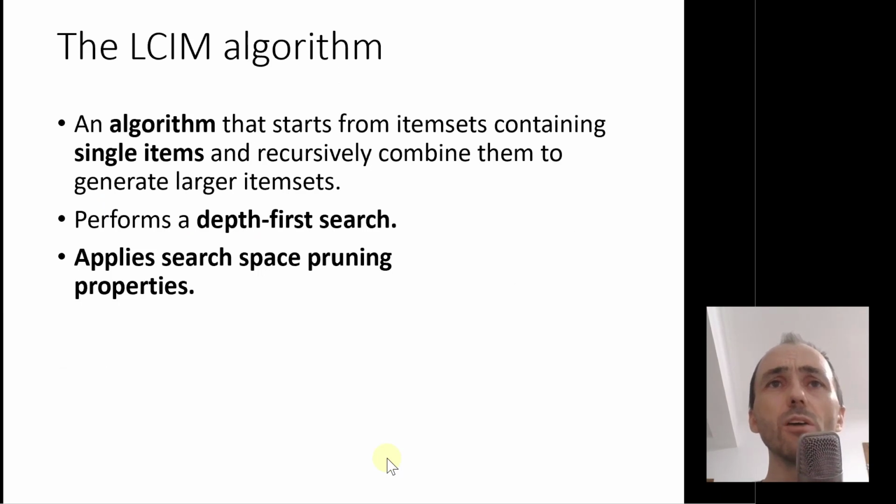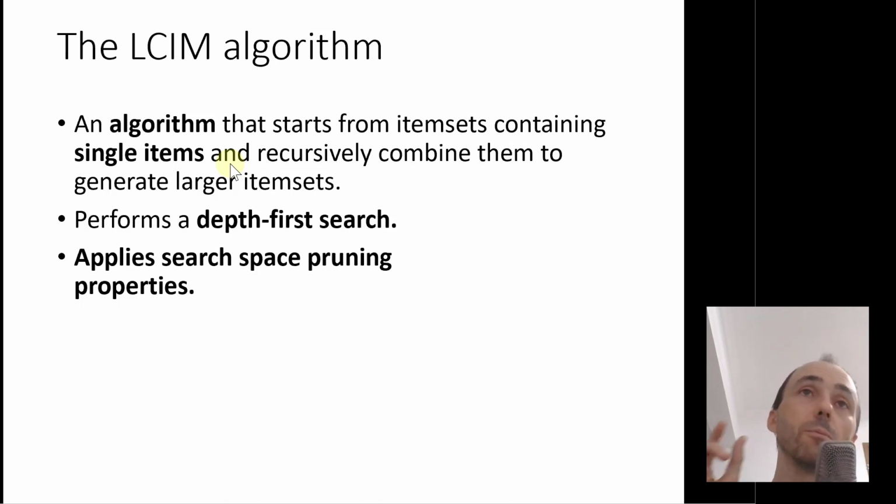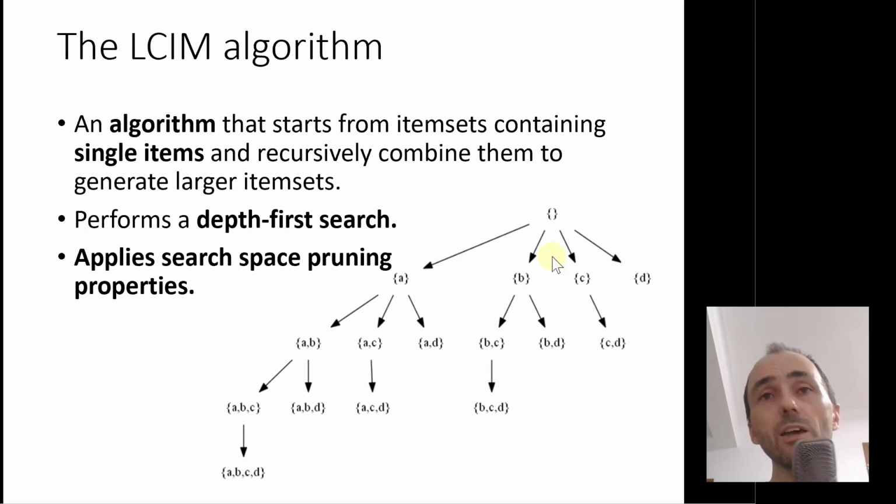So now how to solve that problem? We designed an algorithm called LCIM to find the solution quickly for this problem. It is an algorithm that will start from item sets that contain a single item and then combine them to make larger item sets. So first we have, for example, 2 items. We combine them together to get an item set with 2 items, and then we combine again to get 3 items, and so on. It will use a depth first search, a little bit like you can see here.